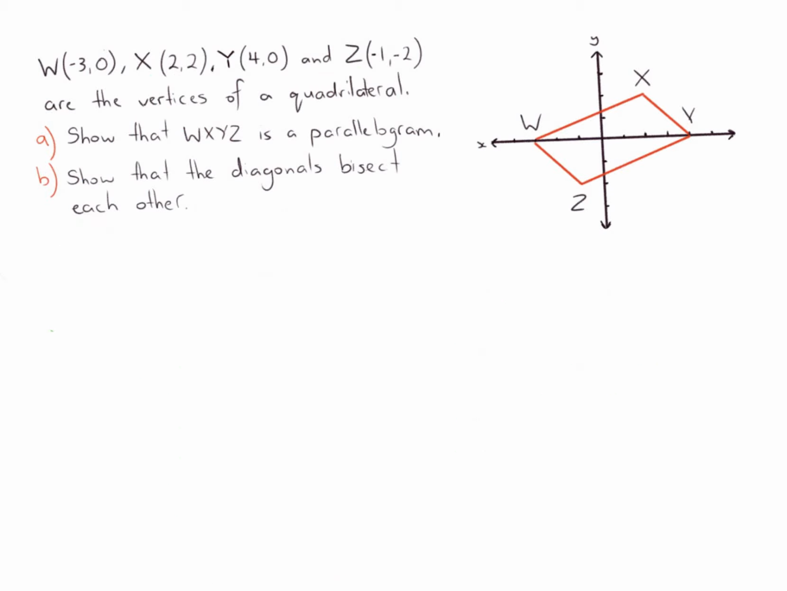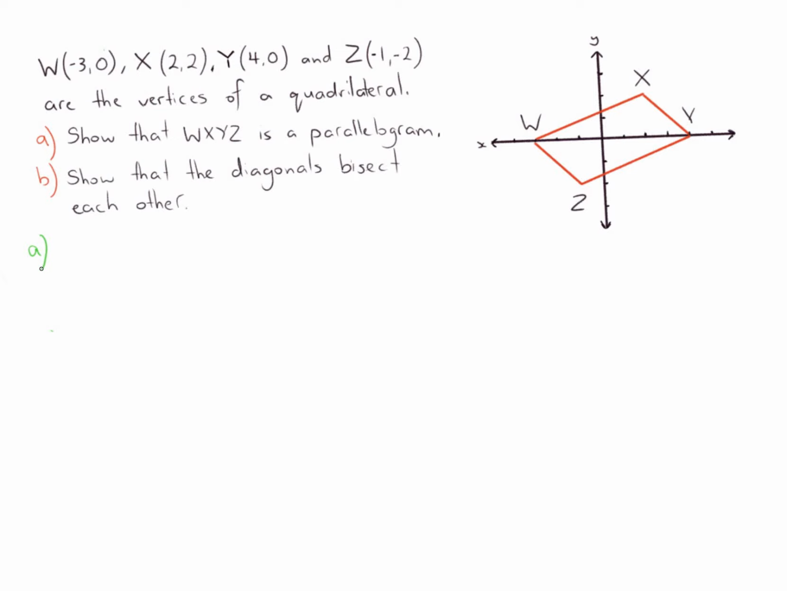What we have here are 4 points, W, X, Y, and Z, and these are the vertices of a quadrilateral. W is (-3, 0), X is (2, 2), Y is the point (4, 0), and Z is the point (-1, -2). The first thing we need to do is show that WXYZ is a parallelogram. So how are we going to do that?